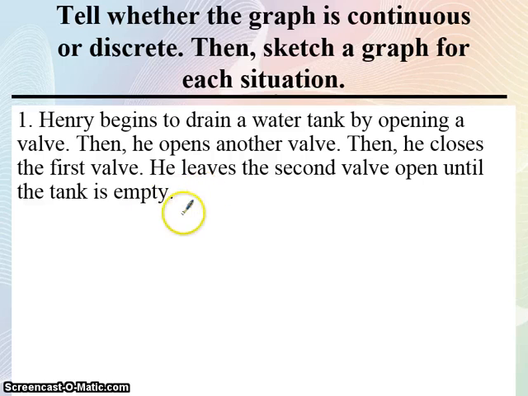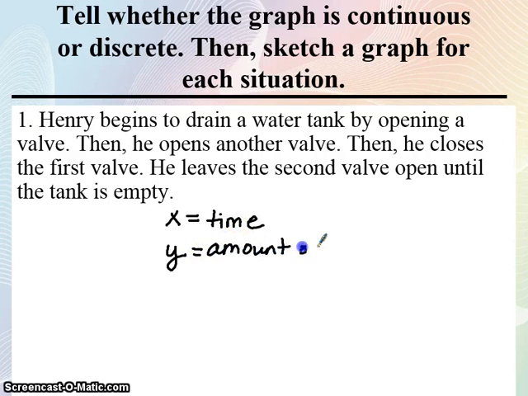So in this problem, we're comparing the amount of water in the tank to time. Our independent variable is time because the water does not affect time, but time affects the water. And our dependent variable will be the amount of water in the tank.